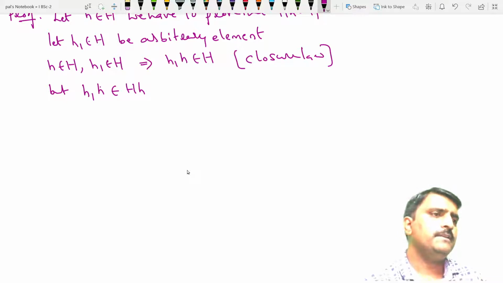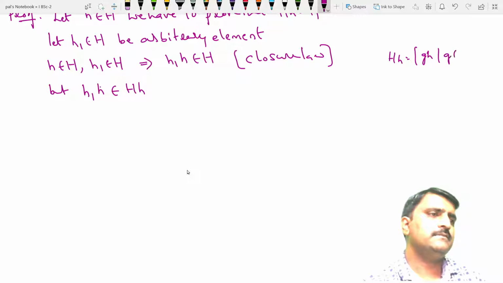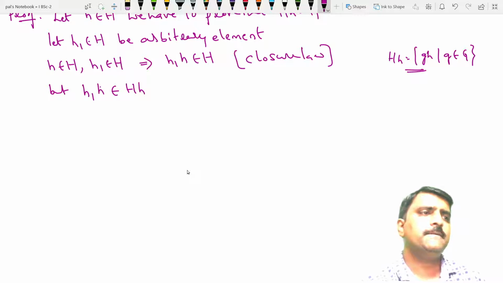Now see, what is Hh? Hh is the set defined like this: Hh is equal to g into h such that g is an element of H. Sorry, g is an element of H. Okay, it's clear. Hh is equal to gh such that g is an element of H.